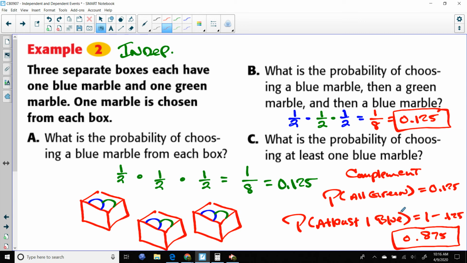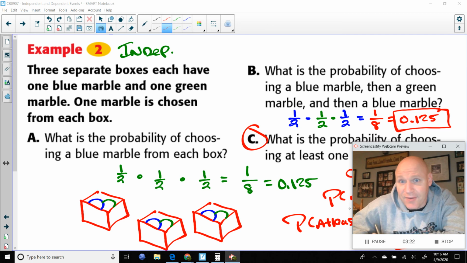All right. So once again, for this part C right here, you're going to do a complement. This is where you are doing the opposite. So all green ones would be the opposite of getting at least one blue one. Because if I got 2 blue ones or 3 blue ones or only 1 blue one, the opposite of that would be getting all green ones. So I just did 1 minus the 0.125. And we're ready to rock in that regard.